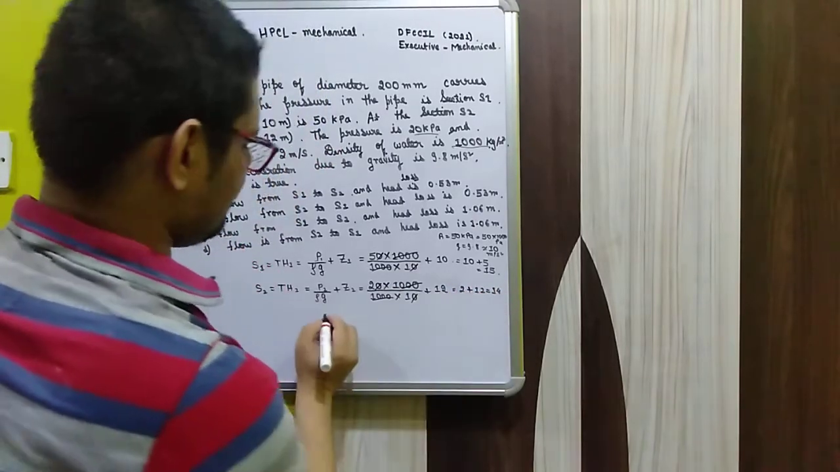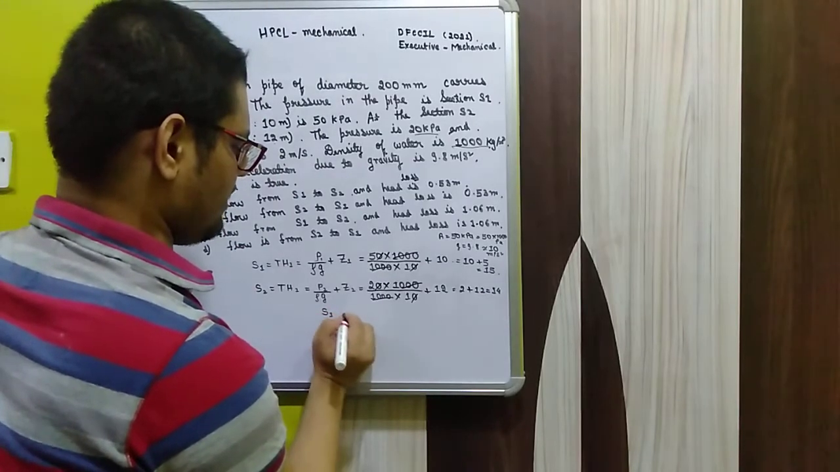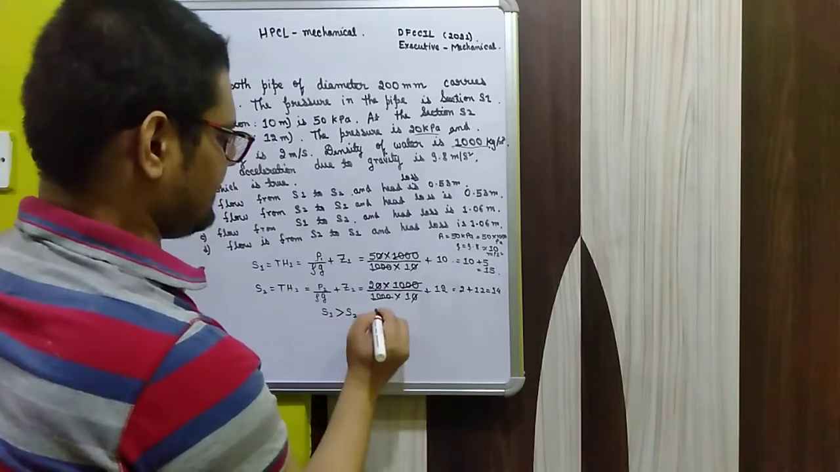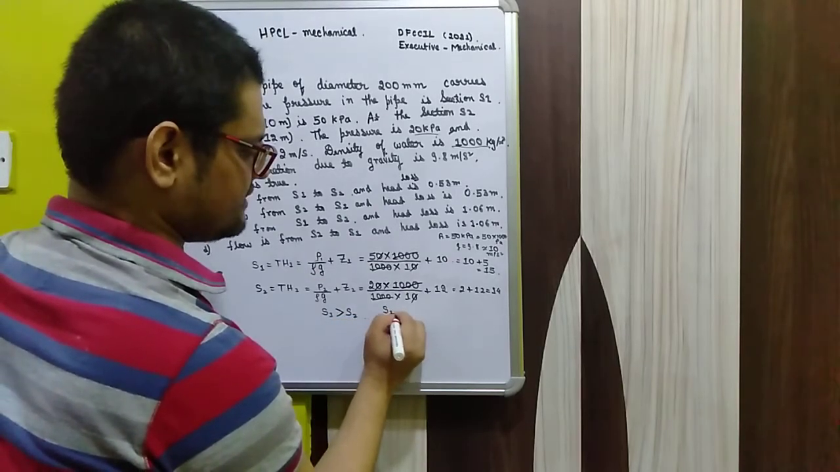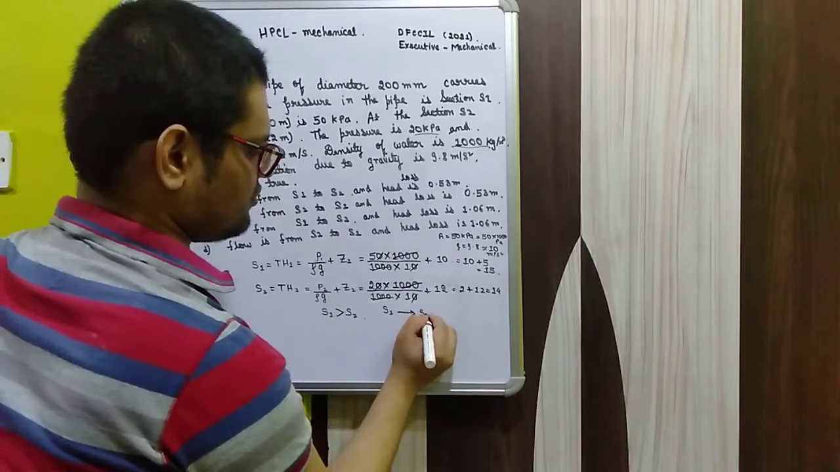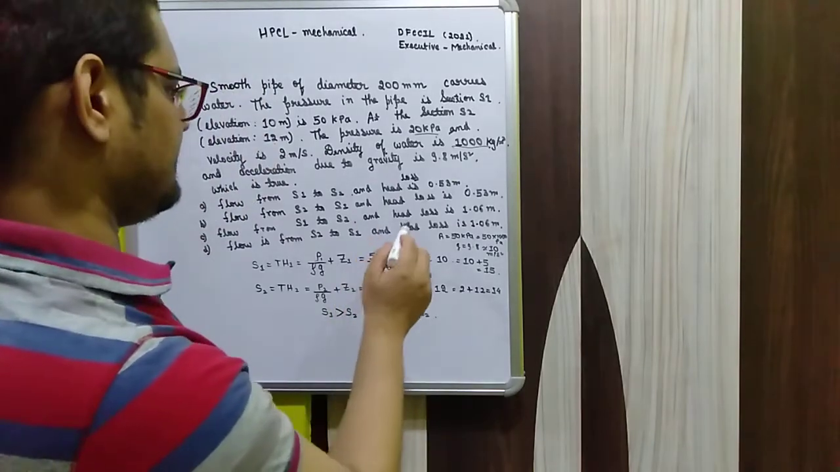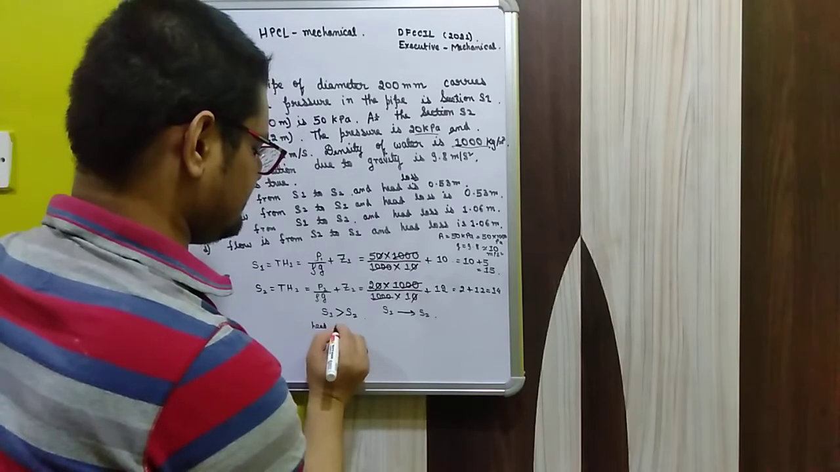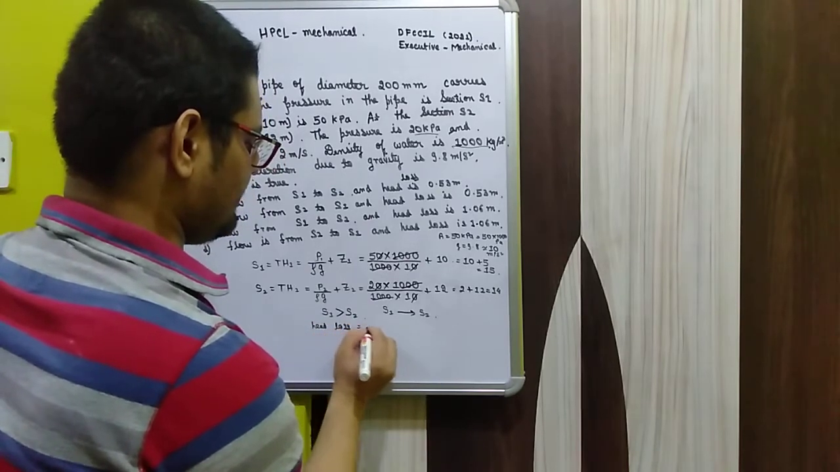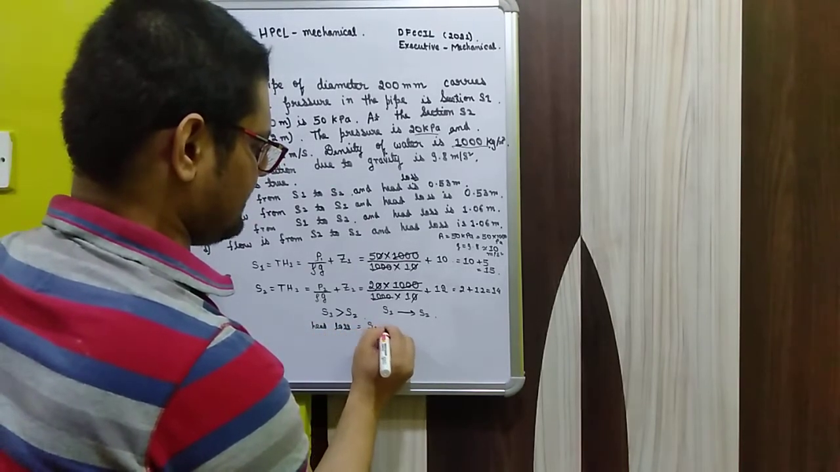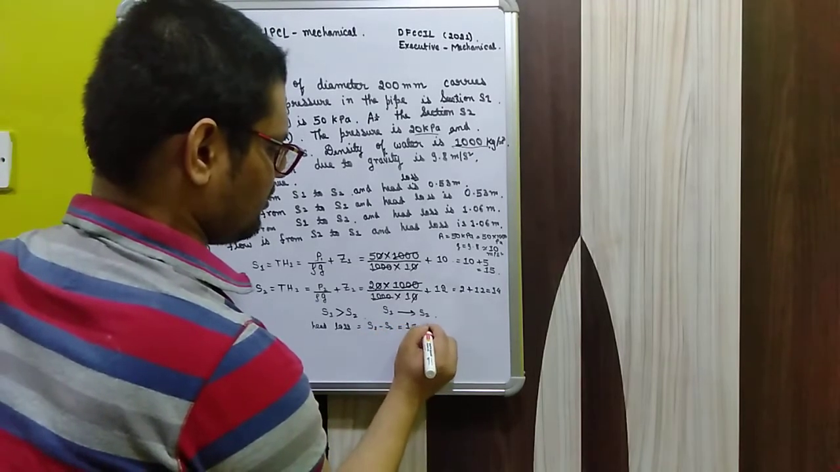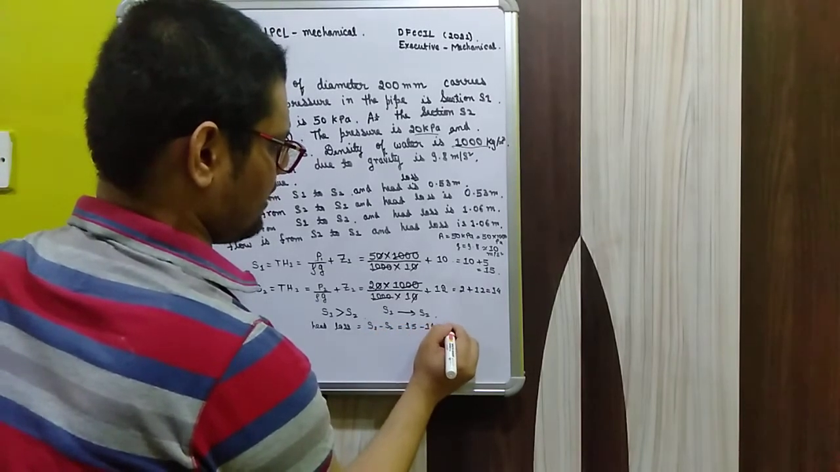So we can see the flow in section 1 has a value greater than section 2. So we can understand the flow will be from S1 to S2. So this will be the answer. Now we have to calculate the head loss. What will be the head loss? Head loss will be equal to S1 minus S2, that is 15 minus 14 is equal to 1 meter.